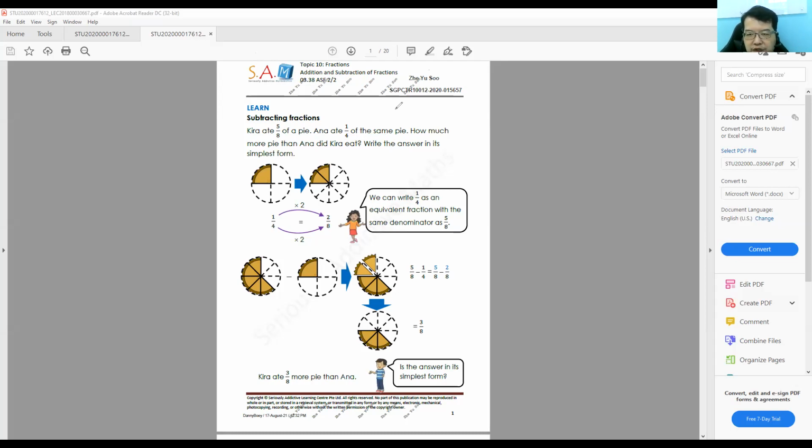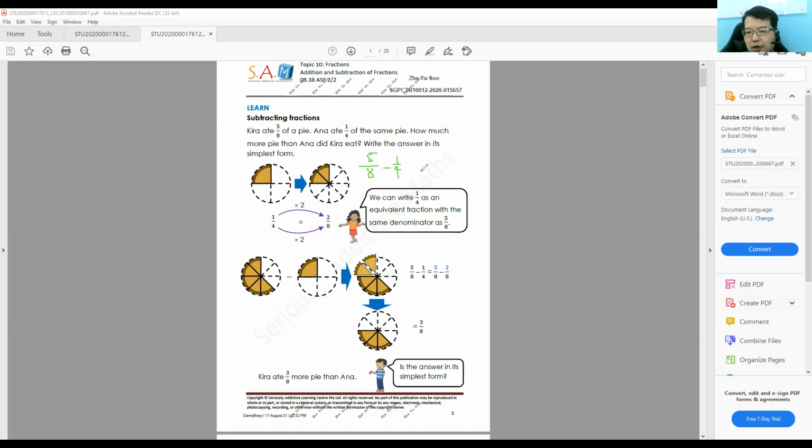So let's focus on the question. The question now is not about how much pie they ate altogether, but how much more pie than Anna did Kira eat. So what we're supposed to do is to minus what Anna ate from what Kira ate. So the question is 5 out of 8 minus 1 out of 4.